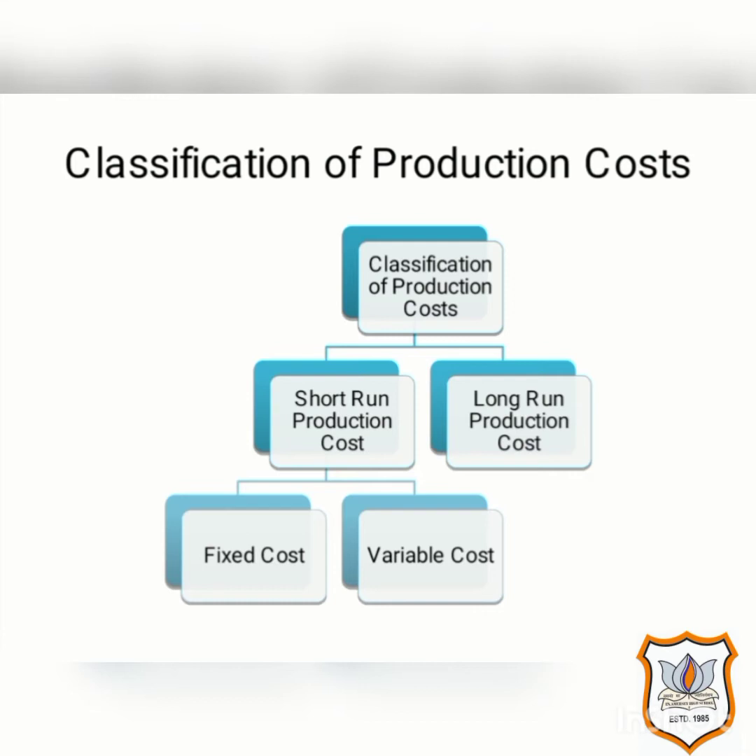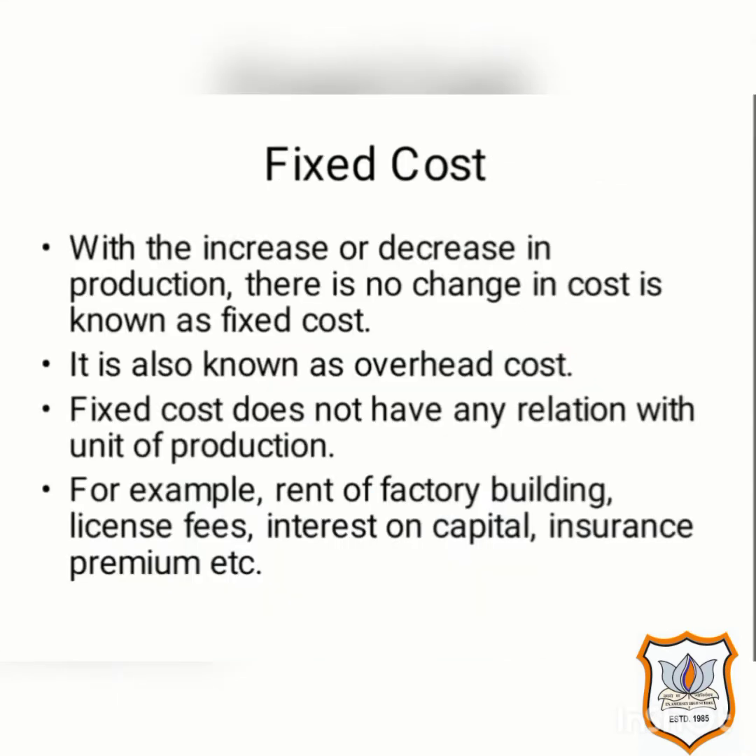Again, this short run production cost is further classified as fixed cost and variable cost. However, fixed cost and variable cost can be further classified as average fixed cost as well as average variable cost. But because it is not a part of our syllabus, I have not mentioned it over here. Now let us discuss fixed cost first of all.